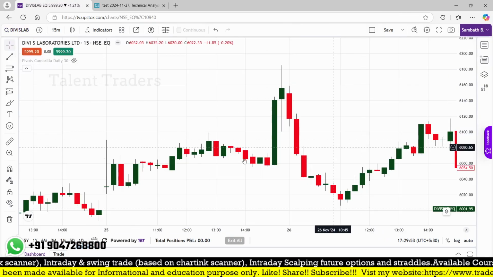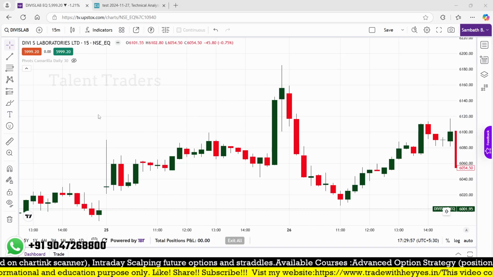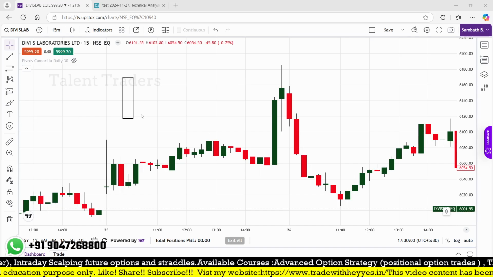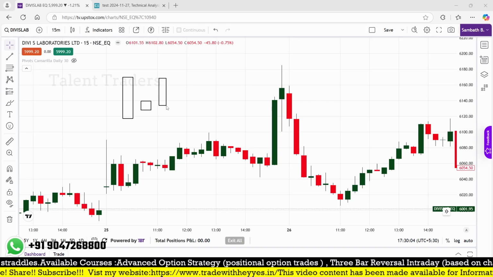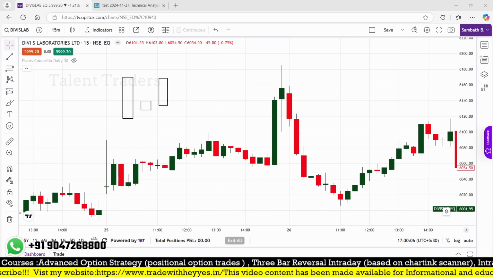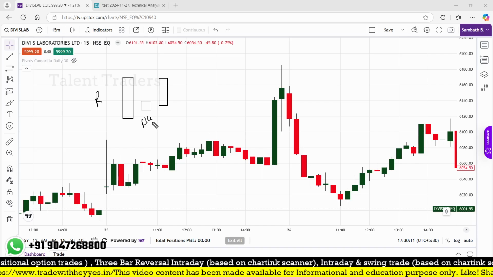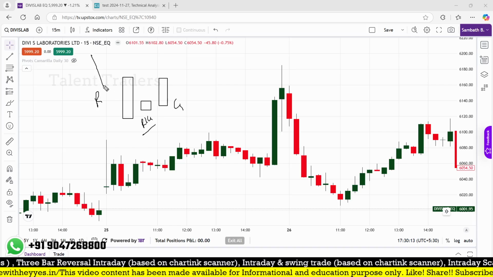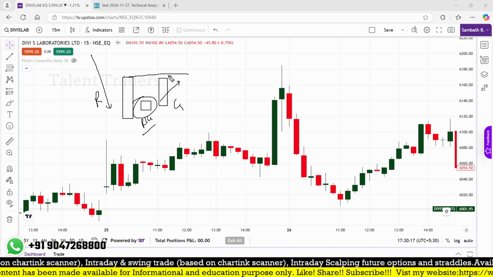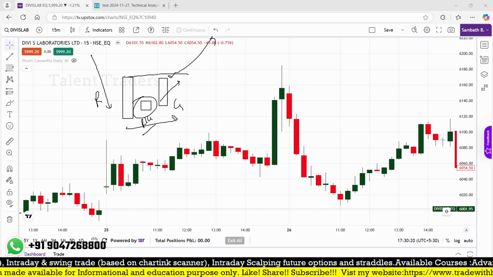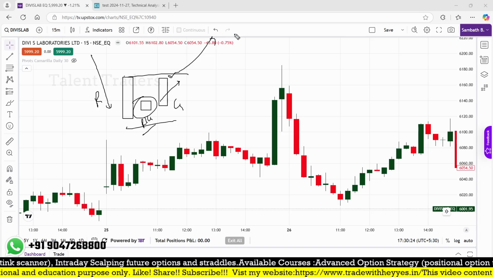The pattern which I have exactly taken in this particular scanner is: the first one is a big red candle, the second one is a green candle that would be inside between, and the third one is a green candle. These are the conditions which I have created. The first may be red or green, that's not an issue, and this should be a green after a down move, so base and rally, and this would be inside between. Maybe after the breakout there is a lot of opportunity, maybe going for an upside. So this is the logic which I have created with this scanner.